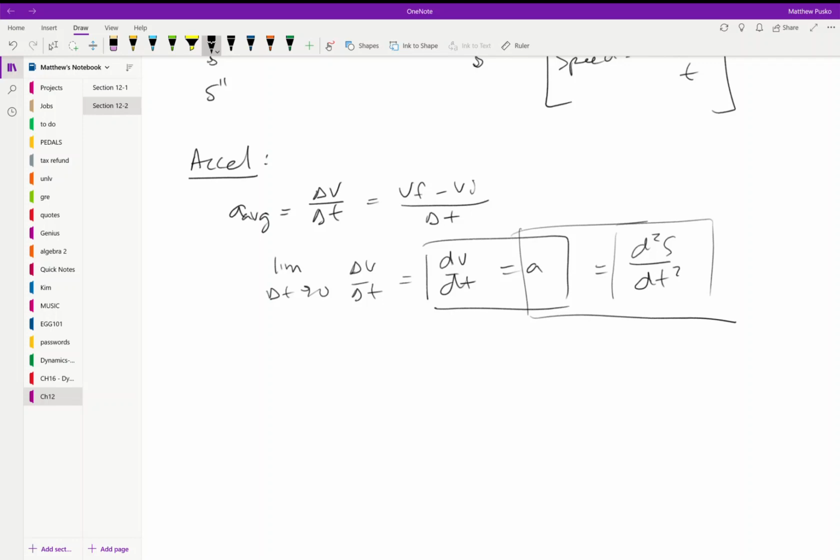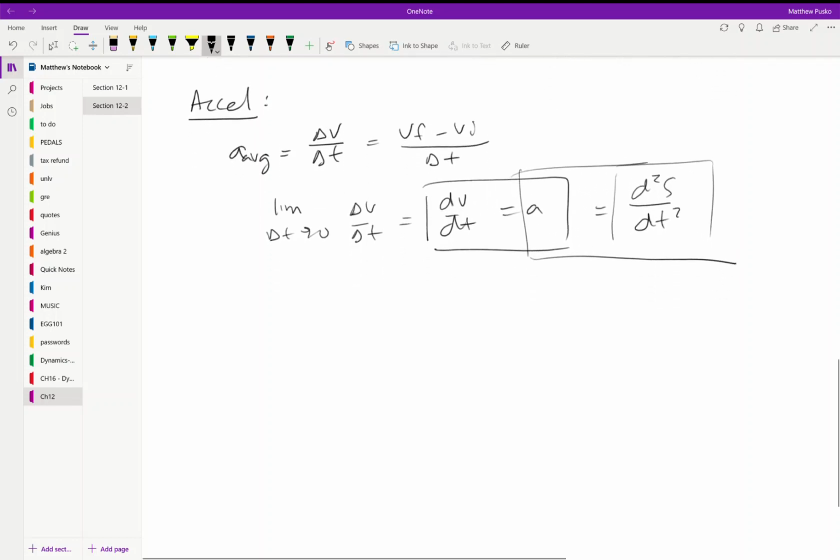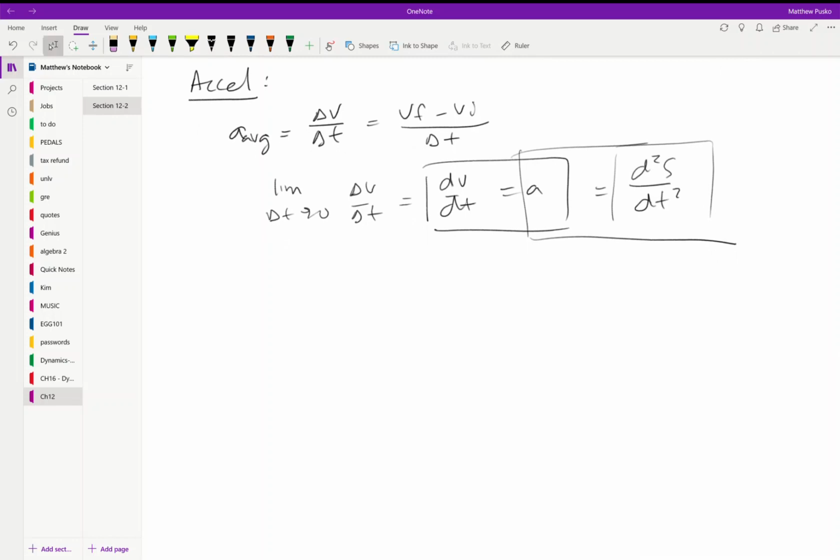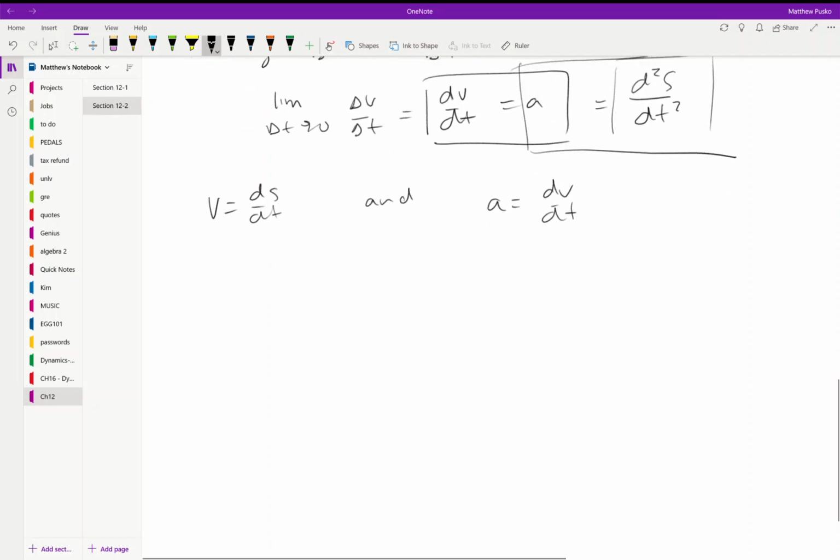Okay, so right now I have that velocity is equal to ds/dt, and acceleration is equal to dv/dt. Those are our new definitions. One tool that we're going to use is to eliminate dt from these, and I'll show you why.